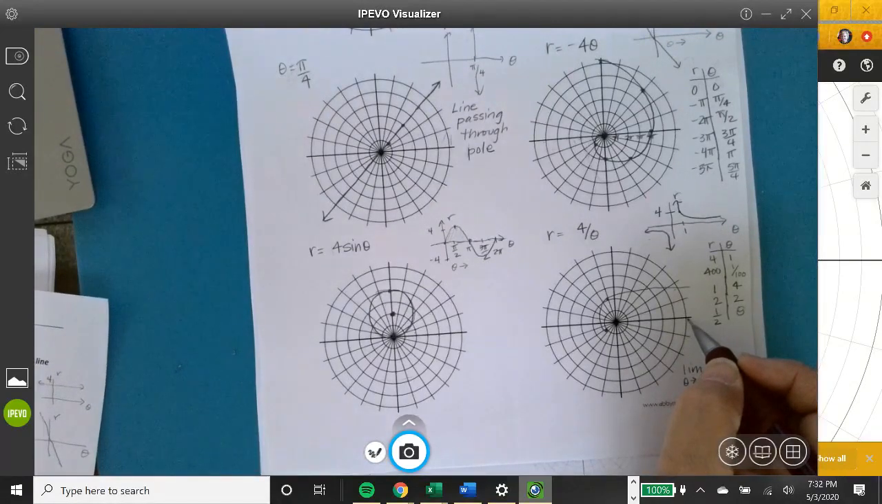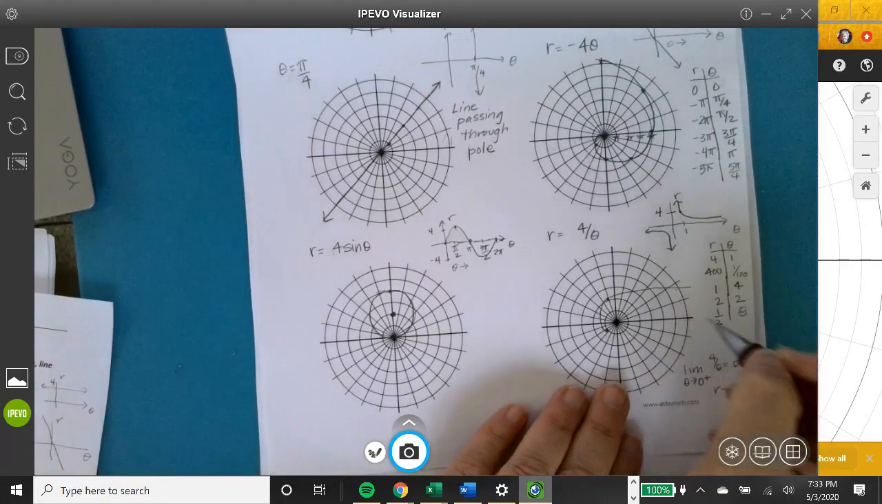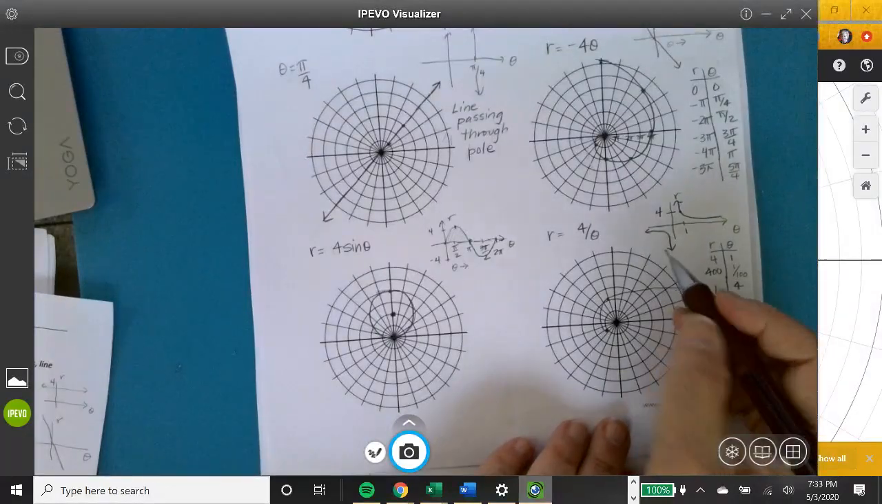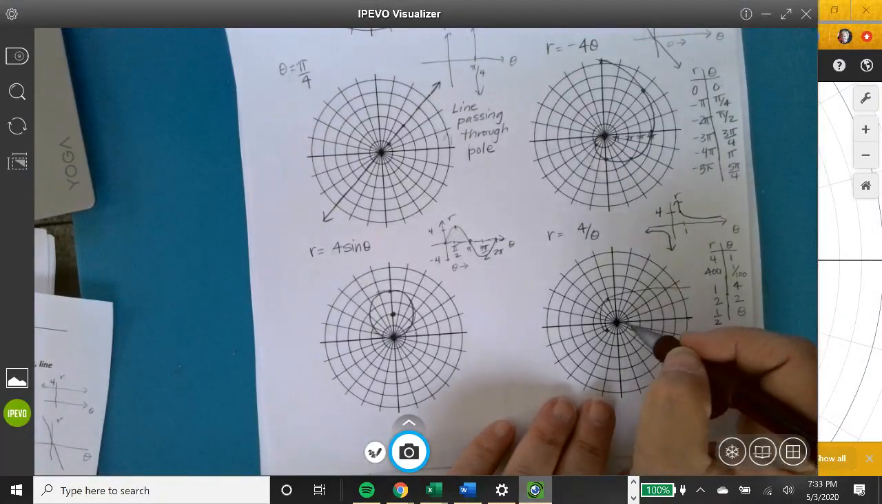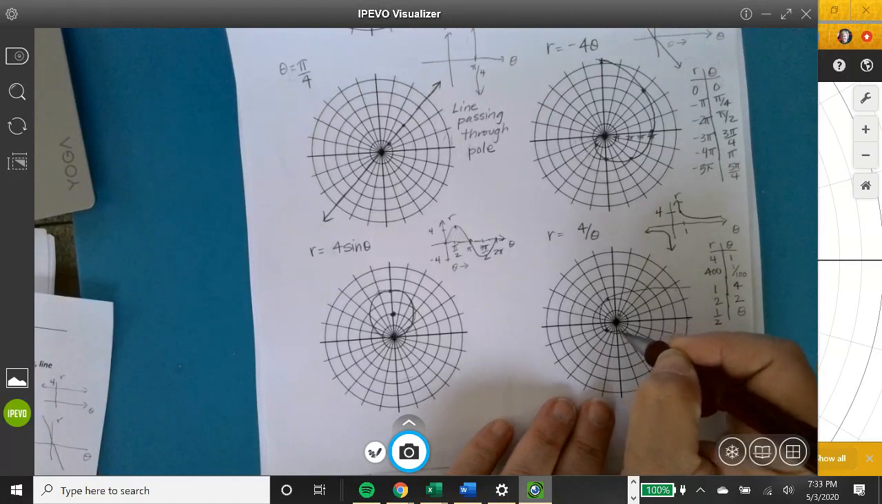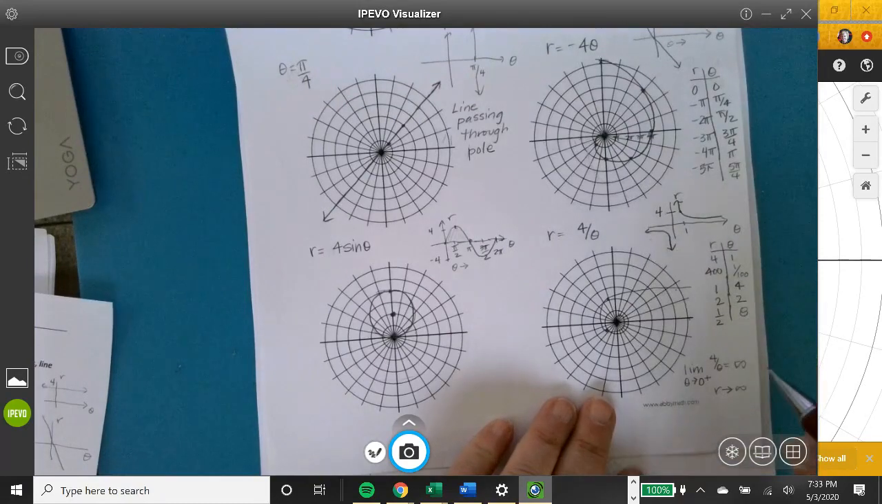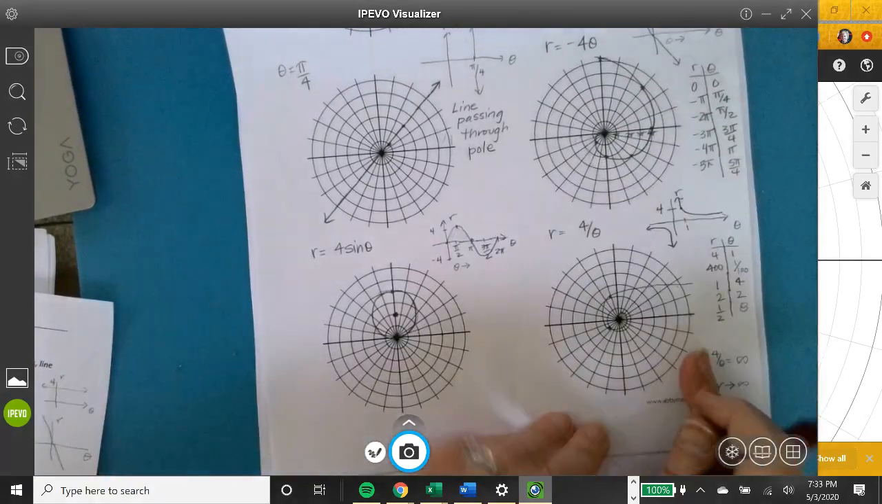So what is 5 pi over 2? That's about 7.8. So, you know, theta is 8. It's going to be all the way around. But r is 1/2. It's really small here. So it's going to be all the way around and then some. So maybe over here, closer to here. So what's happening is we're spiraling in here to get to the pole. So this is a spiral in.